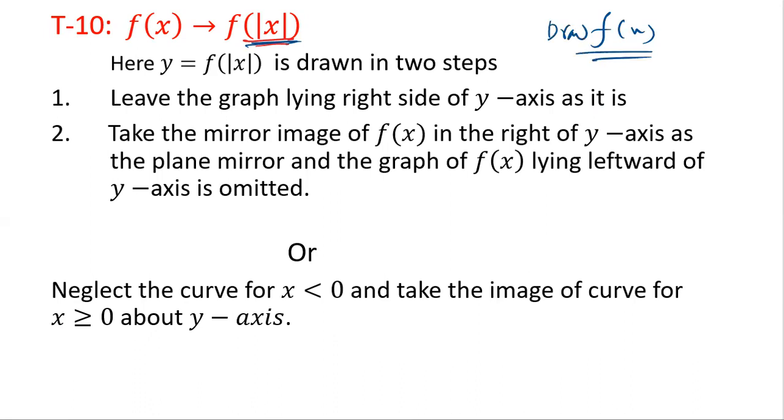First draw f of x and then leave the graph lying right of the y-axis. Take the mirror image of f of x on the right of the y-axis as a plane mirror, and the graph of f of x lying leftward of the y-axis is omitted. That means, let me show you an example so that you will understand.